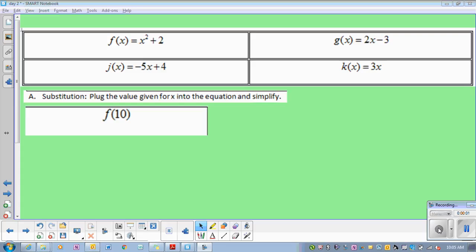Operations is basically taking functions and we're going to add, subtract, multiply, and substitute. Yeah, there is a division, but we're just not going to do that right now. Okay? All right. So the first part of your notes talks about substitution.